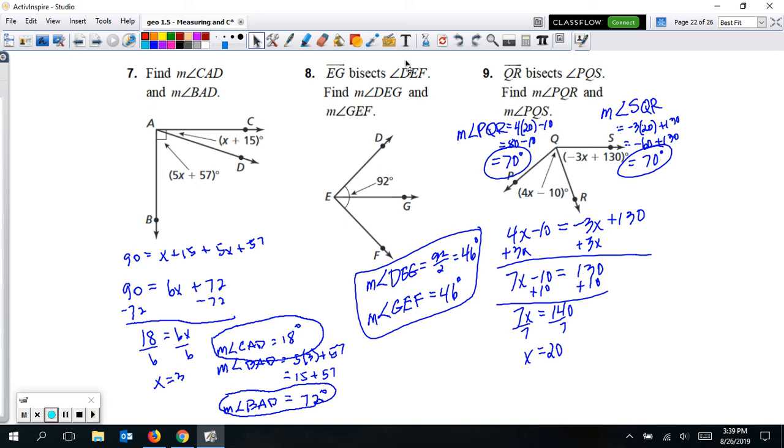So what we can say there is, I'll put up on top here, the measure of angle PQS, and that's our big one along the outside here, equals 140 degrees. So if we just found one, we could just times it by 2, or since we found both, we can just add those two together to get 140 degrees.